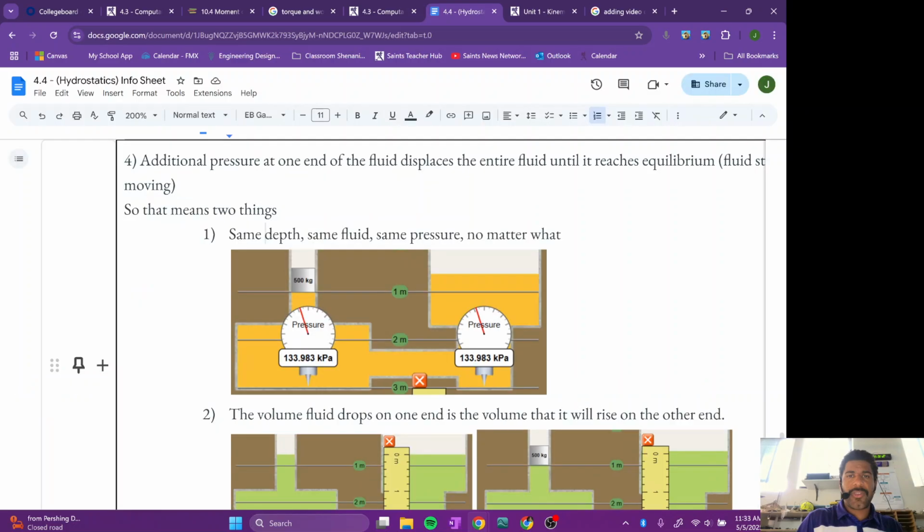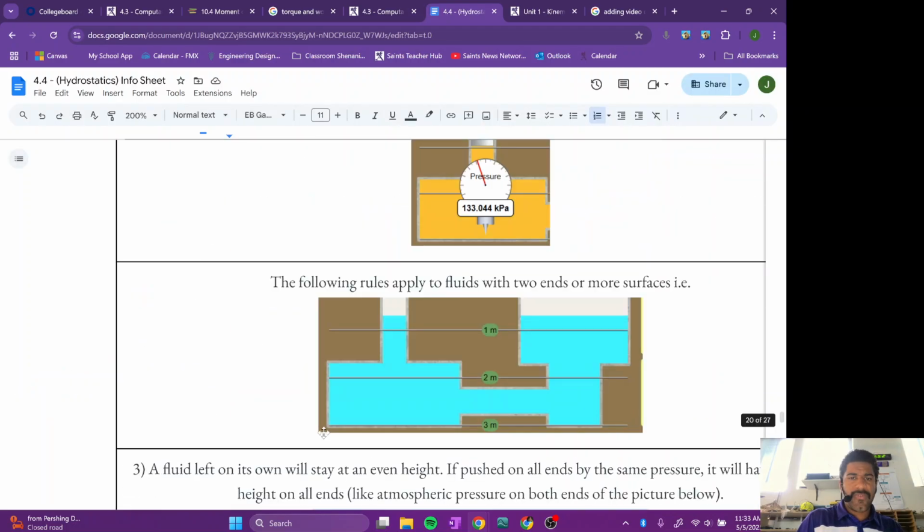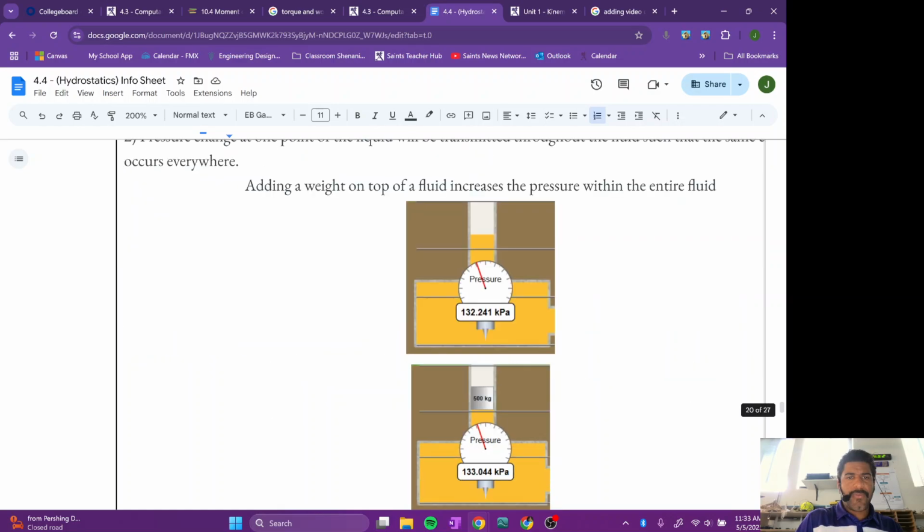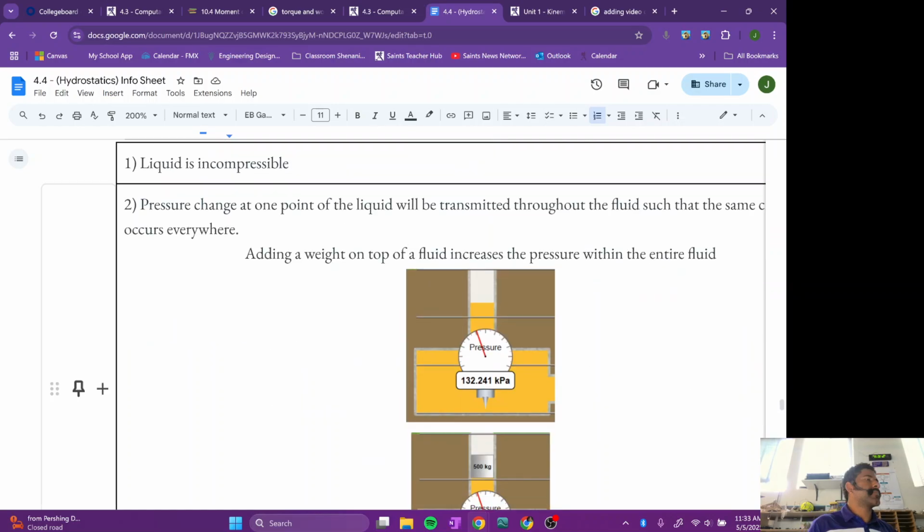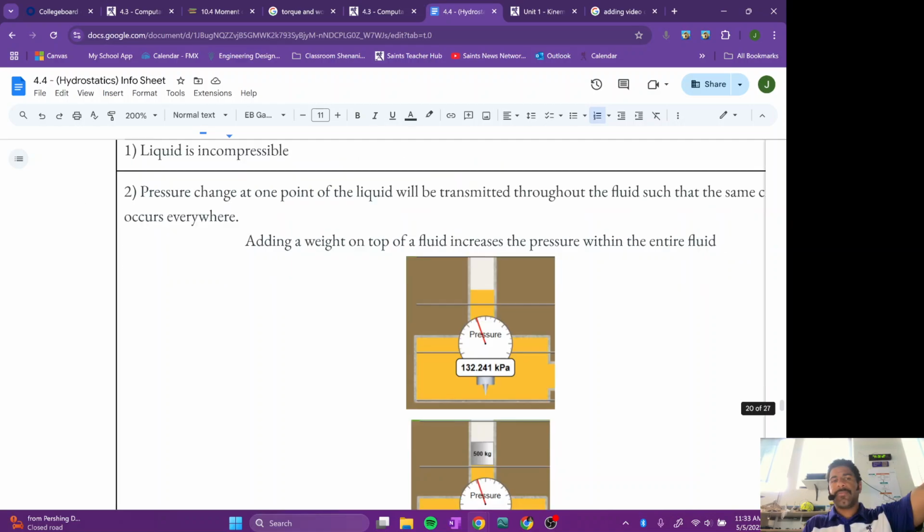Okay, so I have shared with you four things. Liquid is incompressible. A change in pressure anywhere is a change in pressure everywhere.